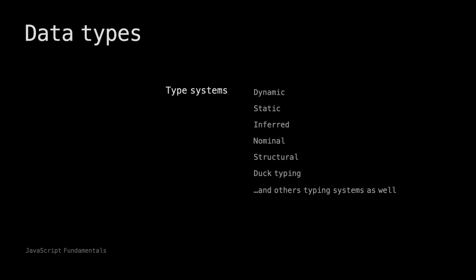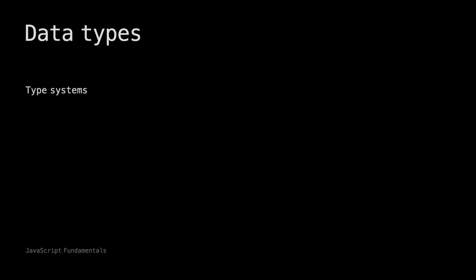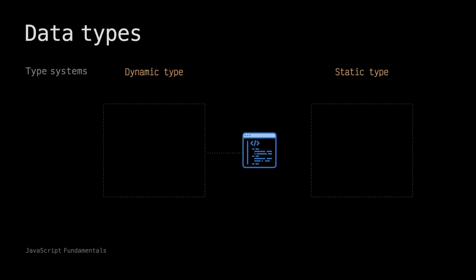Typing in general refers to data types and how solid they are. Understanding the differences between these type systems is key to understanding the way in which errors are handled. There are several different typing systems which can impact a language, like dynamic, static, inferred, nominal, structural, duck typing, and others as well. But we are going to focus only on the difference between dynamically typed languages and statically typed languages. First, dynamically typed languages perform type checking at runtime, while statically typed languages perform type checking at compile time.